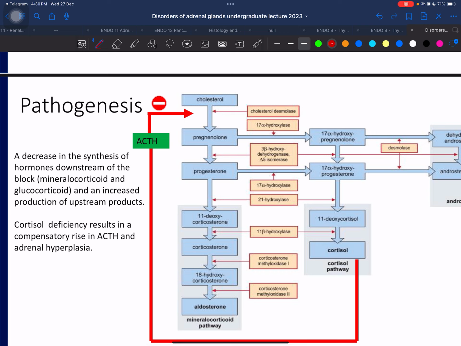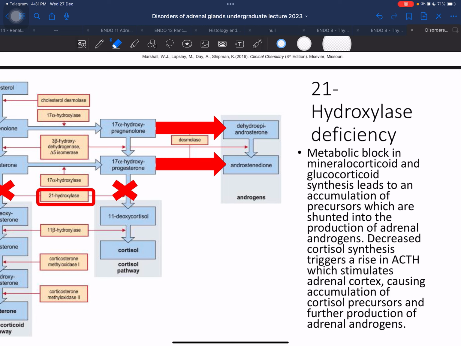Okay. So this is the pathway of hormone synthesis that I've showed you earlier. So basically, when there's a decrease in the synthesis of the hormones, for example cortisol deficiency, it results in a compensatory rise in ACTH and also adrenal hyperplasia. So let me go to this one. Okay, 21-hydroxylase deficiency. So your cholesterol is converted to pregnenolone, progesterone, 11-deoxycorticosterone, corticosterone, and then finally aldosterone, correct? So in the pathway here, each conversion requires an enzyme. So this conversion requires this enzyme, this conversion requires this enzyme, and so on and so forth.